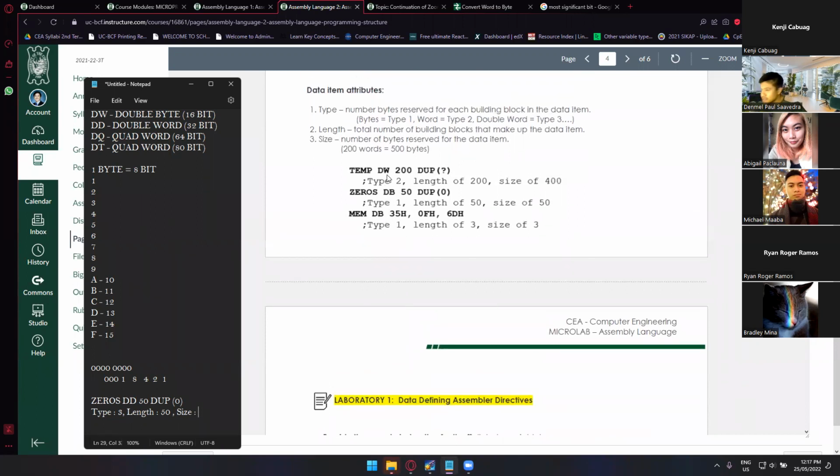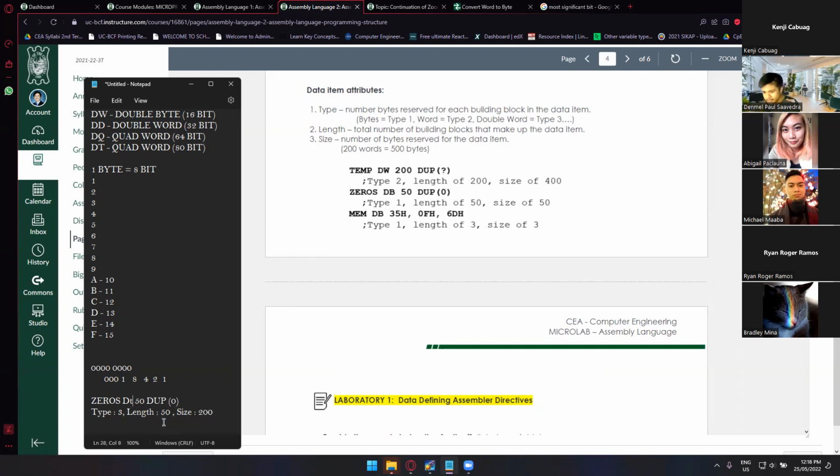So just base it on double word. If it's times 2 for word, then in double word, just base it on word only. One word is 2 bytes, while one double word is 4 bytes. So this one should be times 4. So 50 times 4 is now equal to 200.